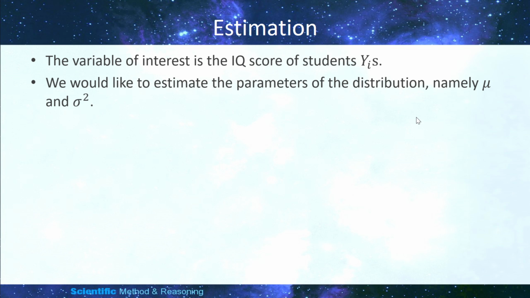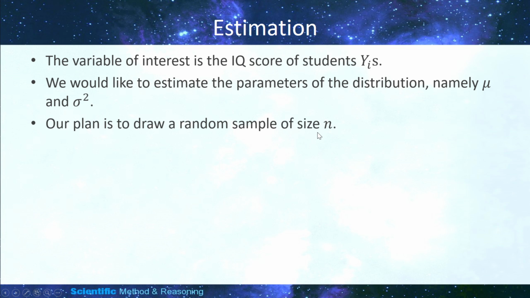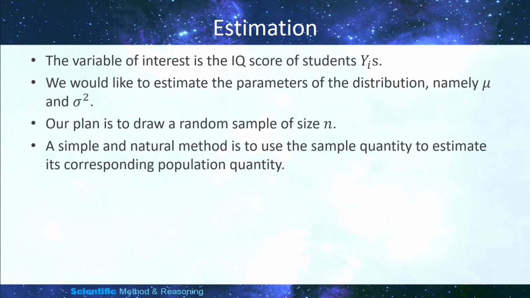Okay, and we would like to estimate the parameters of the distribution, namely mu and sigma square, the mean and the variance. We suppose that the IQ score follows a normal distribution, and our plan is to draw a random sample of size n. A simple and natural method is to use a sample quantity to estimate its corresponding population quantity. That means we use the sample mean to estimate the population mean, and we use the sample variance to estimate the population variance.